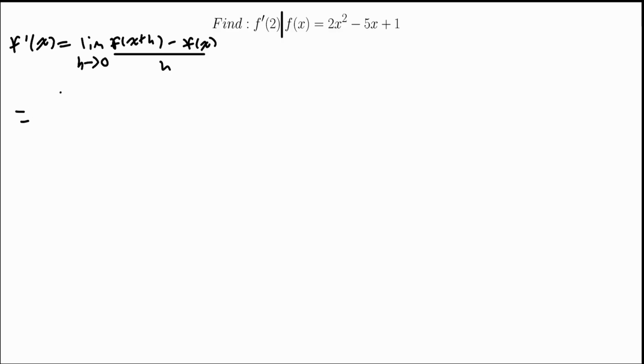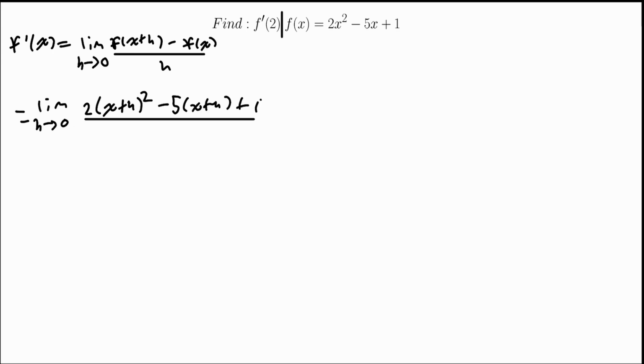I'm going to write it like this so I have more space. This is equal to the limit as h approaches 0 of 2 times (x plus h) squared minus 5 times (x plus h) plus 1, minus (2x squared minus 5x plus 1), and this is all over h.